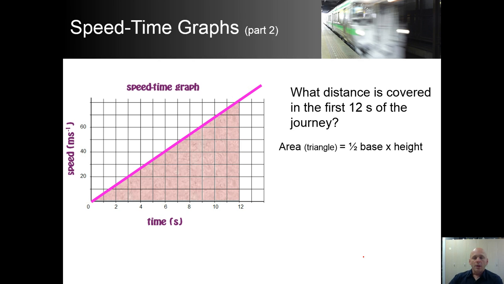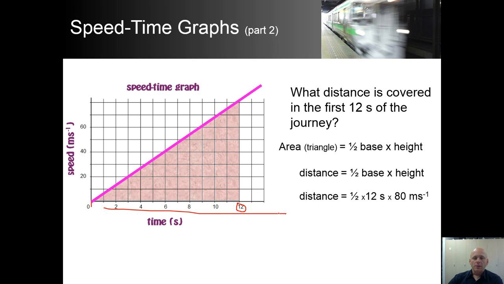So distance equals 1/2 base times height. In this case, we've got a base of 12. It starts at 0 and goes to 12, so the base is 12, and it's 12 seconds long. The height, which is this distance here, goes from 0 all the way up to here, and in this case, that's 80. So that's why I put the 80 here.